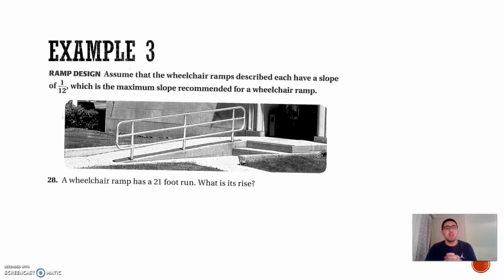All right, last but not least, third problem. Assume that the wheelchair ramps described each have a slope of 1/12, which is the maximum slope recommended for a wheelchair ramp. This means my rise is 1 to 12. So my ratio of rise to run is 1 to 12. If a wheelchair ramp has a 21-foot run, what is the rise?